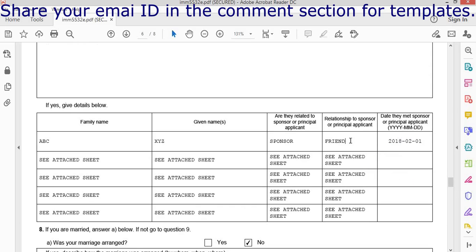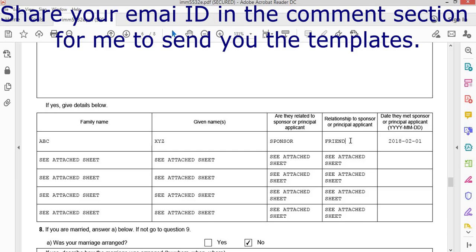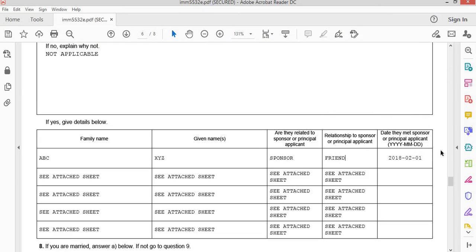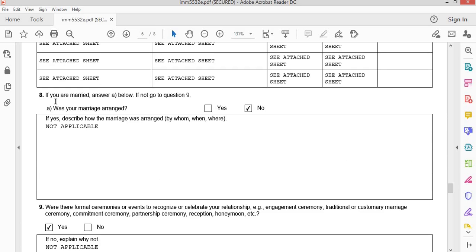So you have to provide a list of people who know about you. I can even share the sample template for this question and other questions where I have mentioned the see attached sheet as the comment. Next question is, if you are married, answer A below. If not, go to question 9. A is, was your marriage arranged? If it is, mark it as yes. If not, you can mark it as no.